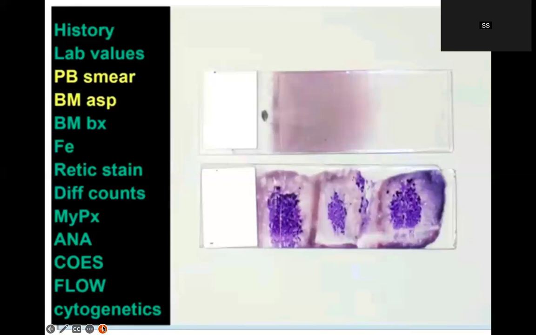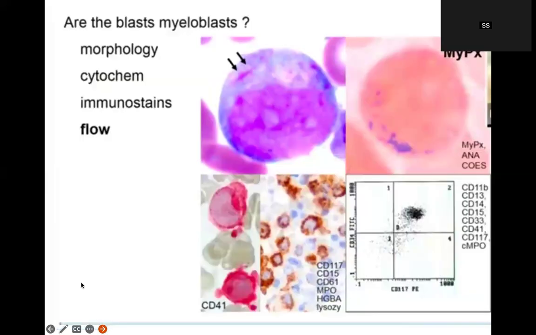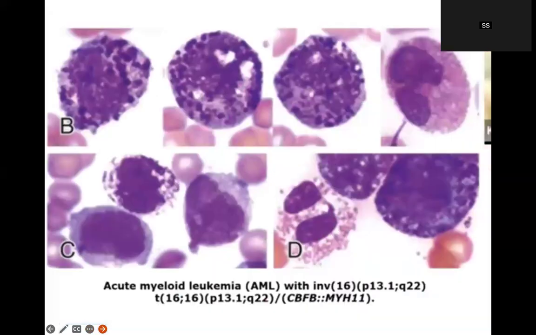And according to this, from morphology till flow cytometry, we'll be able to differentiate the lymphoblastic lineage and myeloid lineage. Next slide, sir. So the first genetic abnormality I'm going to discuss is acute myeloid leukemia with the inversion 16. Next slide, sir. These are the pictures to find out from the morphological clues which are present.